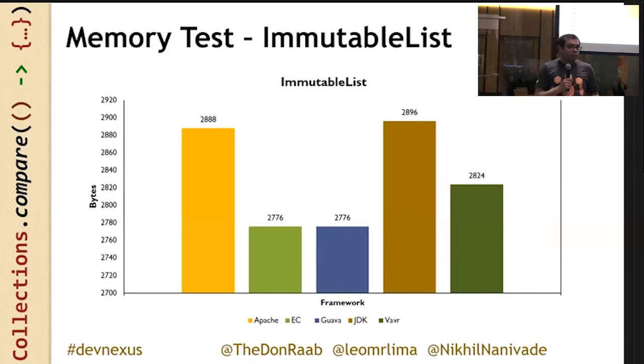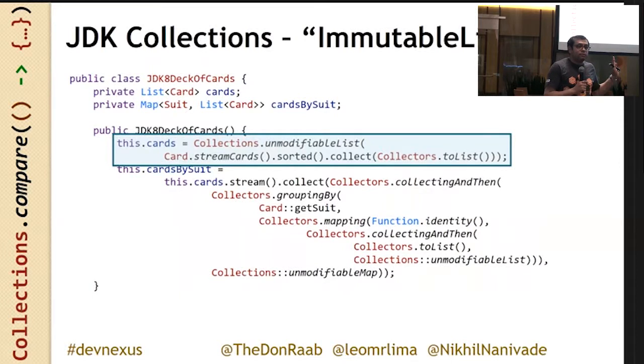But if you look at the memory footprint, you will see that Eclipse Collections and Guava both consume the least amount of memory, and both of them consume the exact same memory. Okay. Now we'll see why. Any questions so far? Okay.